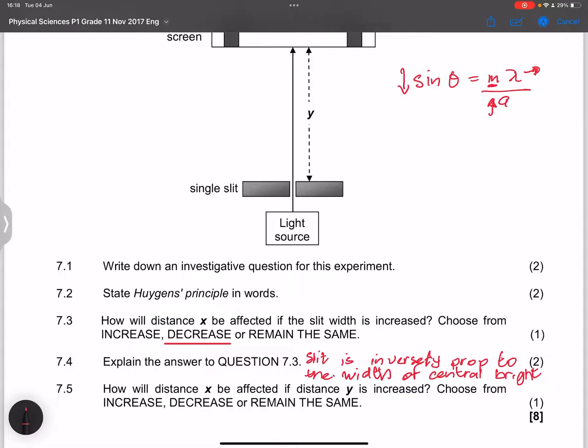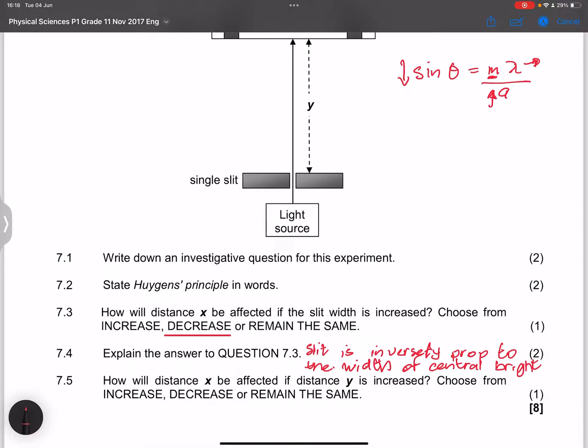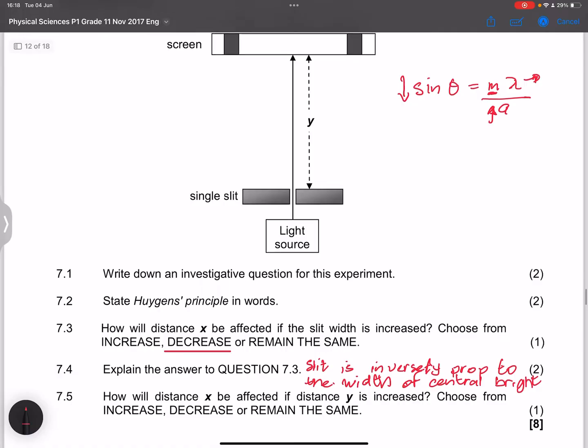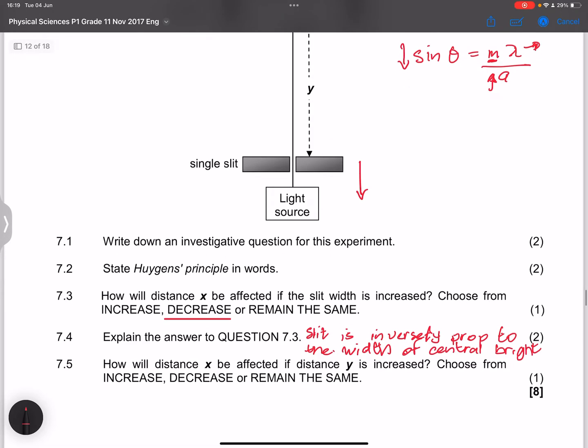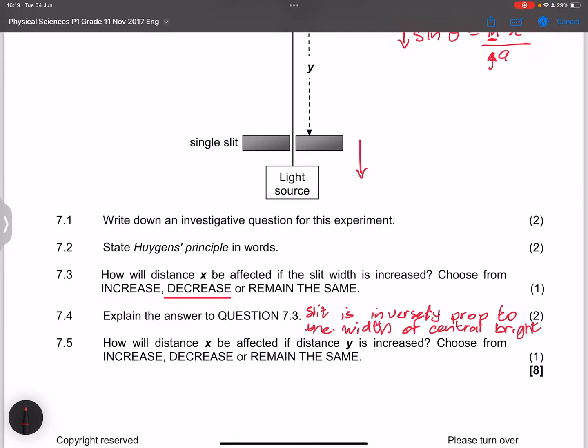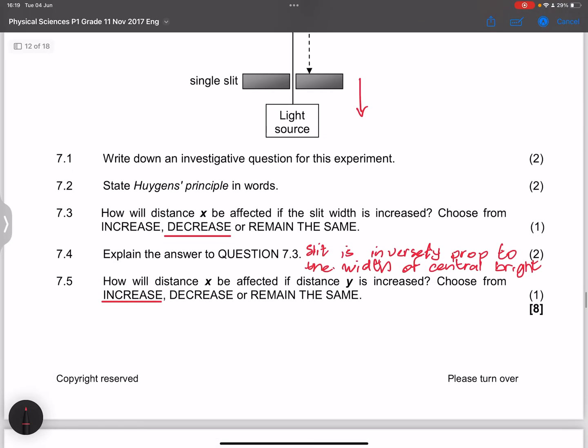And finally, they say, how will distance x be affected? So they want to know about that bright band, if distance y is decreased. Now this one goes without saying, ladies and gents. The further away I put this screen, it means that my diffraction angle would increase. They said choose from increase, decrease, or remain the same. It will definitely increase. So there's not much calculation here. Let's go on to question 8.